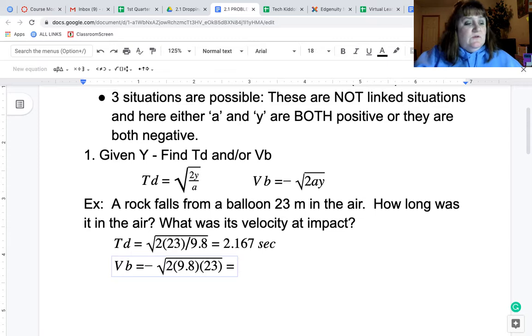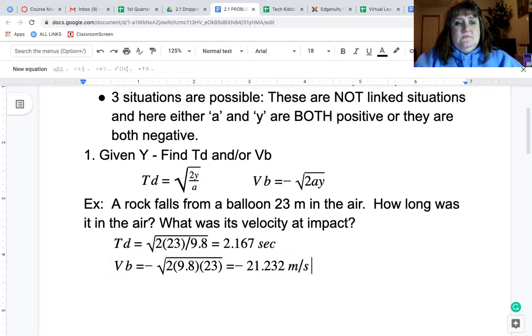And that will equal, again, go to my calculator, square root of 2 times 9.8 times 23. And I get a negative, because the negative's out front, 21.232 meters per second. That is how you find time down and velocity at the bottom if you're given the height.